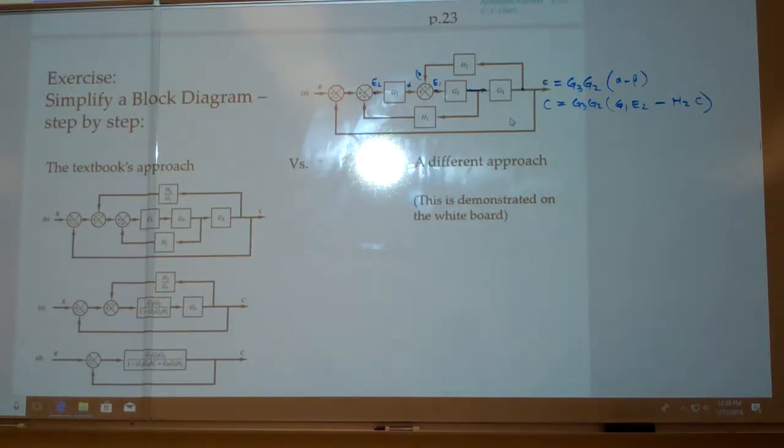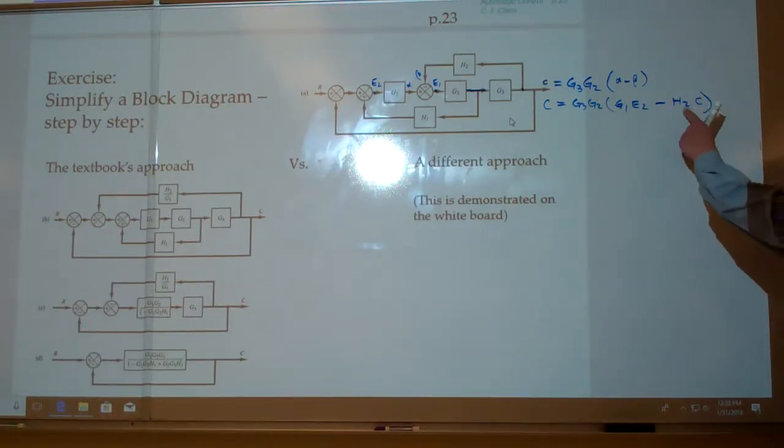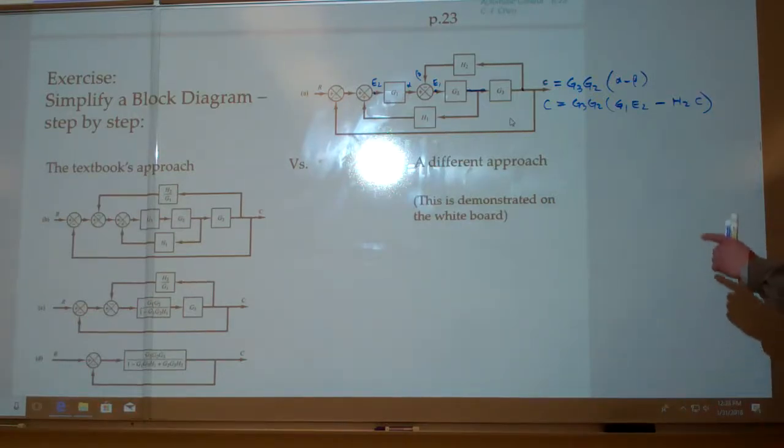So now at this moment, we take a break. From here, this is our scratch calculations. We can see we have C at both ends. That means C times 1 plus G3, G2, H2 equals G3, G2, G1 times E2. So this is a relation between C and E2. Okay, so that is our scratch notations.